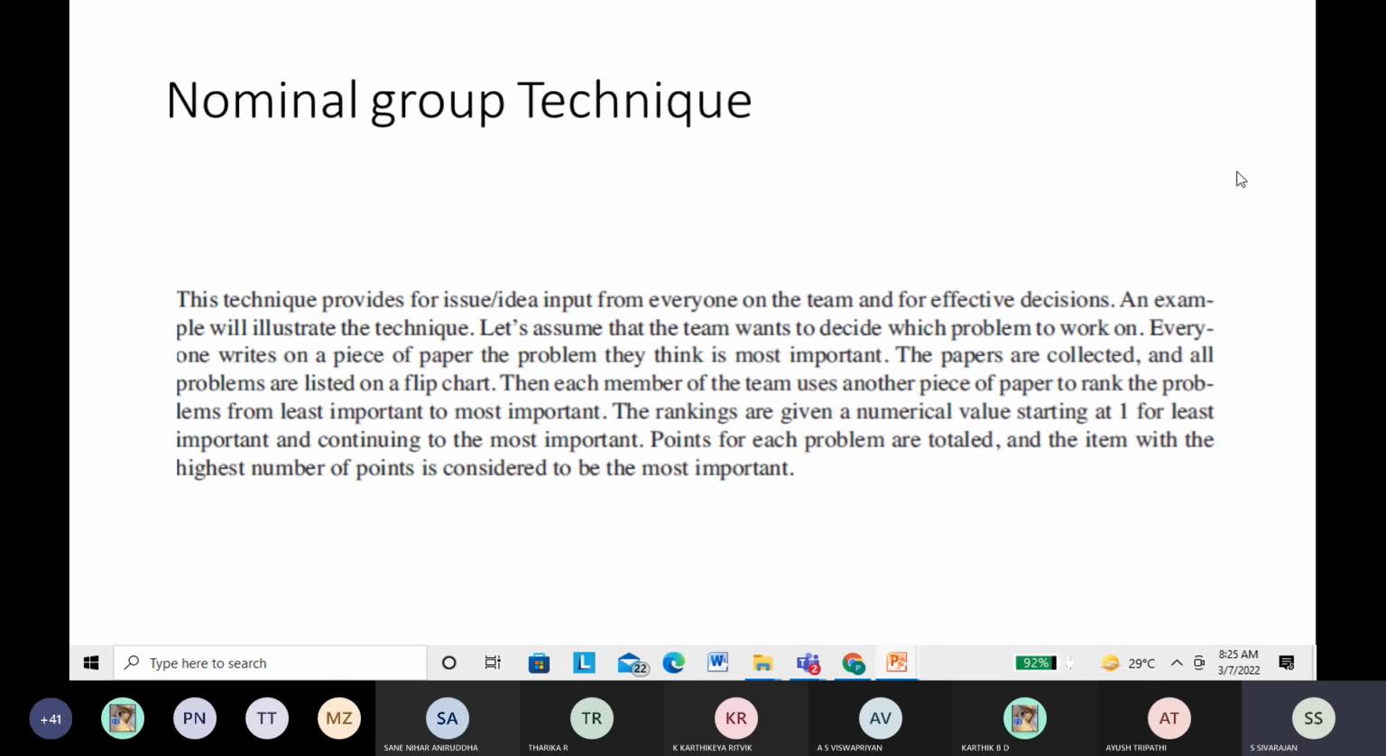And the second one is the nominal group technique. In this case, we have identified 3 causes to improve the sales. One is advertisement, the second one is brand image, and the third one is cost. To improve the sales, these are all very important factors. Like that, in this nominal group technique, we know there are many factors which are very important to achieve our objectives. So we have some objectives.